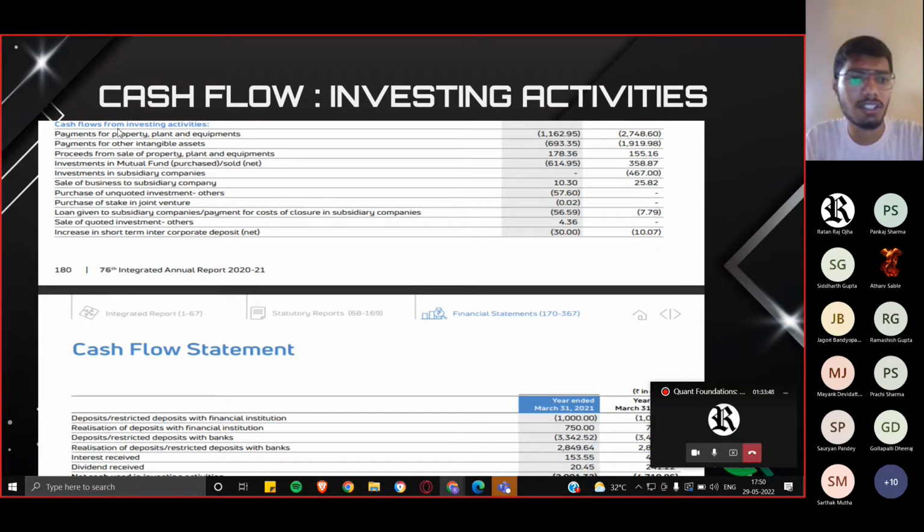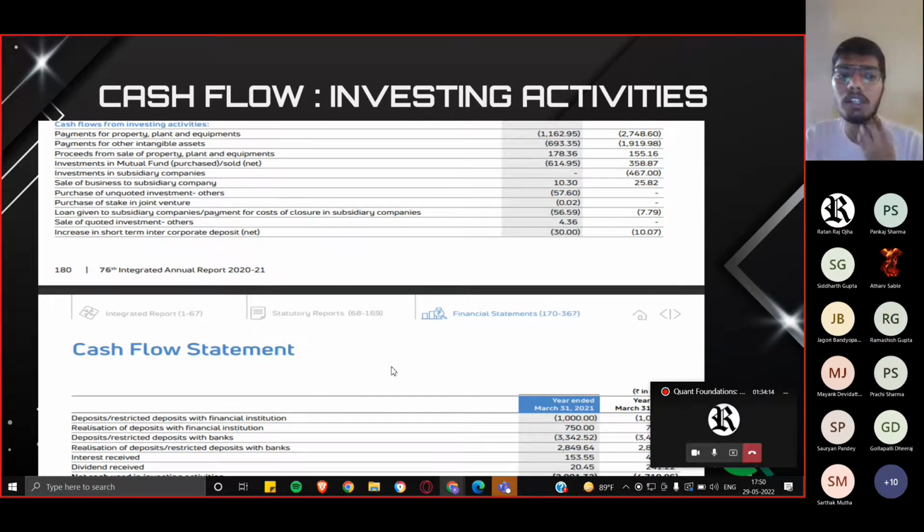Investing activities are generally cash out, meaning you are paying out money. You make investments, and whatever profit you are making, you invest that money in your assets, and that is called investing activities. That's why it is cash out. Sale of business to subsidiary company, investment in subsidiary companies, investment in mutual funds, loans given to subsidiary companies, the sale of quoted investments.